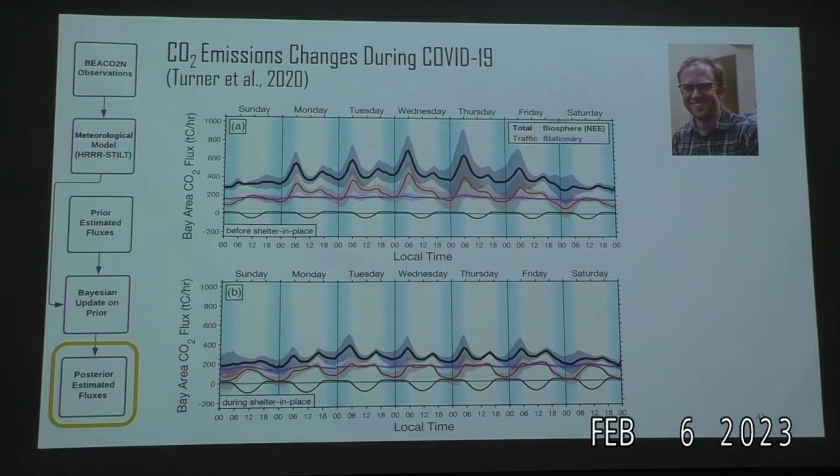After the shelter in place, the traffic is lower than the stationary sources almost all the time. So the orange, which was almost double the stationary sources, is now just at its peak touching those stationary sources. And the biosphere is a little stronger. Spring is happening.